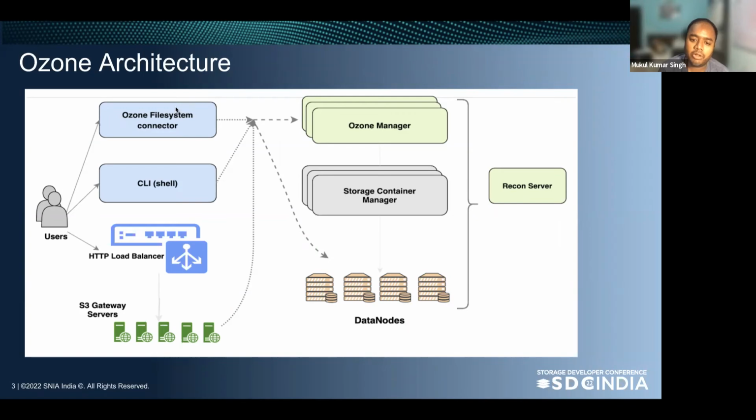On the left, we have the interfaces using which people can talk to Ozone. On the top, we have the Ozone file system connector, which is the Hadoop compatible file system. This is very similar to HDFS, like the distributed file system. Below this, we have the CLI shell. The CLI shell was developed to help developers with testing out the Ozone cluster, but this is completely feature rich and it provides an additional access mechanism.